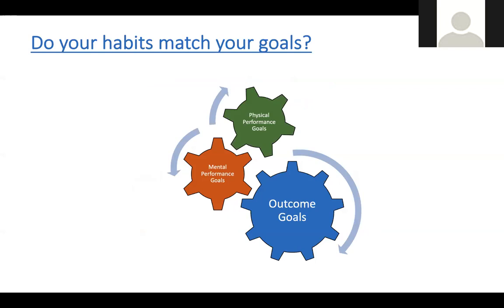So this is kind of how I go about goal setting. I know everybody has their own way. If yours works, keep it. But I look at outcome goals versus physical performance goals and mental performance goals. An outcome goal is a measurable. I'd like to win the section championship next year.